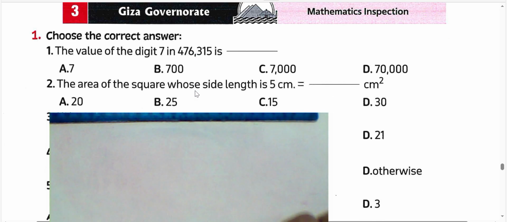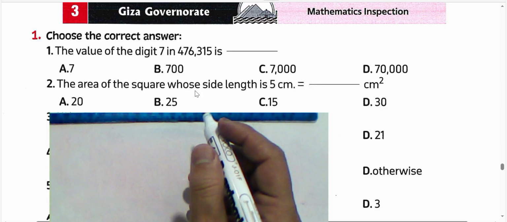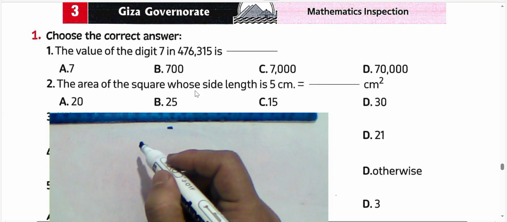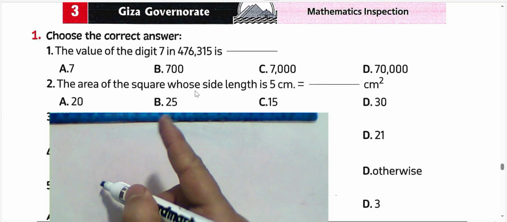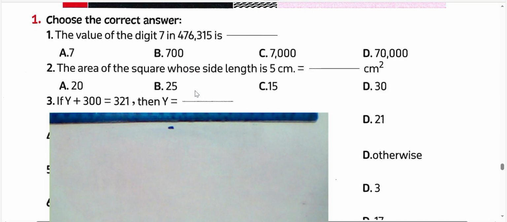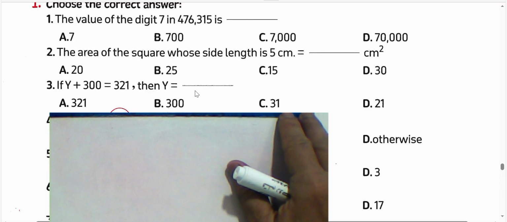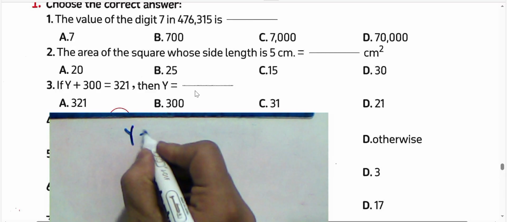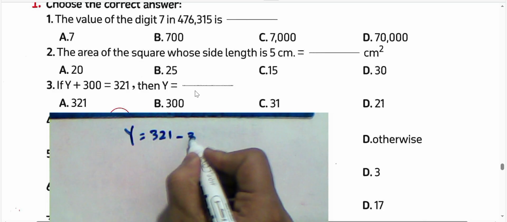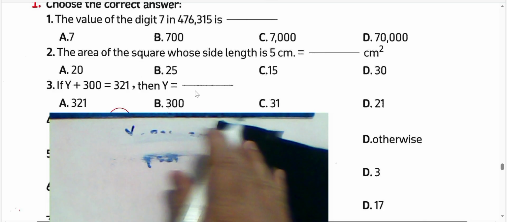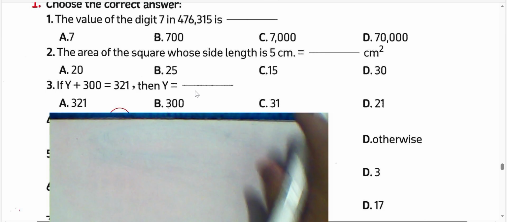The area of a square whose side length is 5 cm will be 5 times 5 equals 25. The area of a square is side times side. 5 times 5 is 25. Okay. Next question. We can find the value of y here. Solve this equation. Y equals 321 subtract 300. The result will be 21. It's the difference between two numbers.